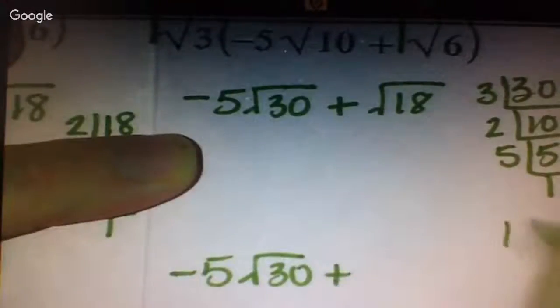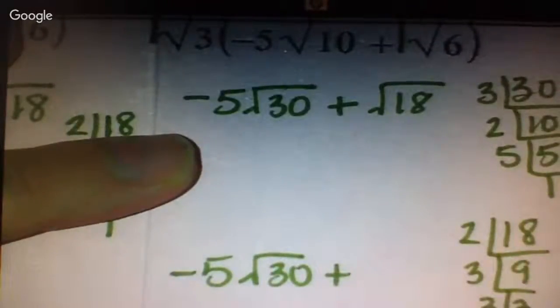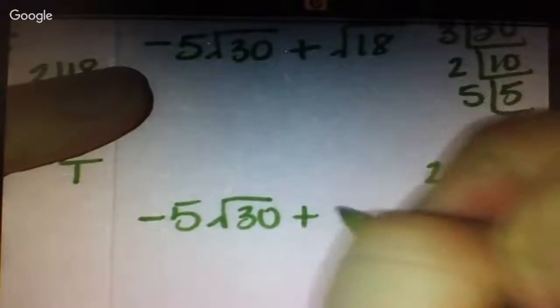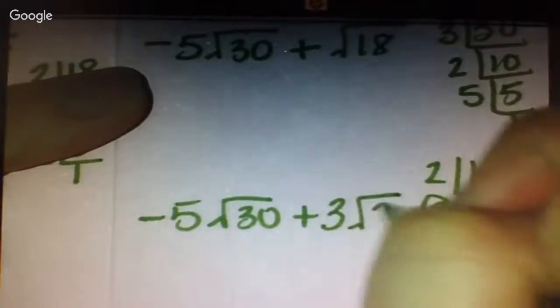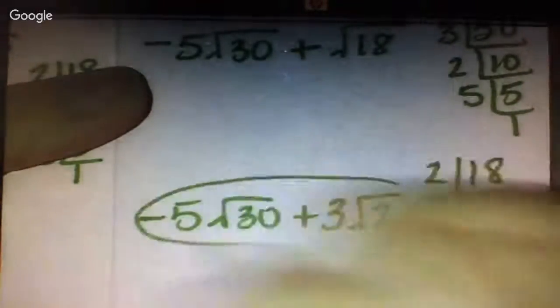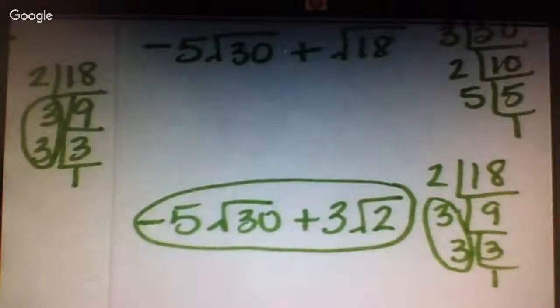So that one stays. -5 square roots of 30. There's nothing I can do about that. Plus, we know if we break down 18, that was 2 and 9, 3 and 3, and 3 and 1. And I knew I could circle some 3s. So the 3 comes out front. There's nothing there besides a 1, so it's just a 3 square roots of 2. They're not the same. We are finished.